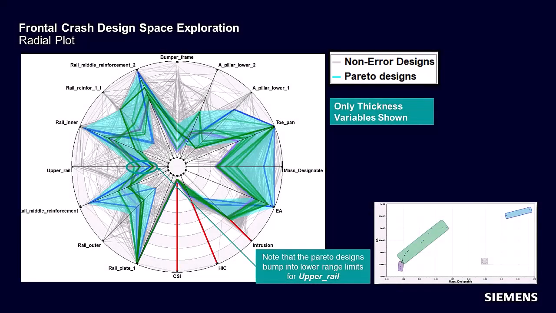If we return to the radial plots, similarly, we observe a trend that all Pareto designs are pushed into the lower range limits for the variable upper rail.